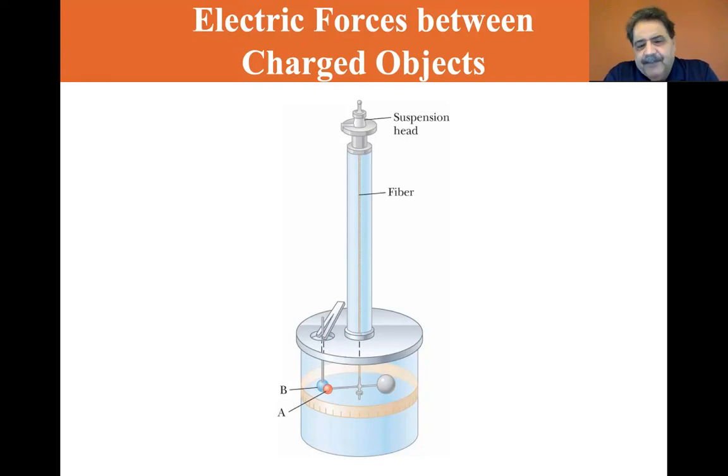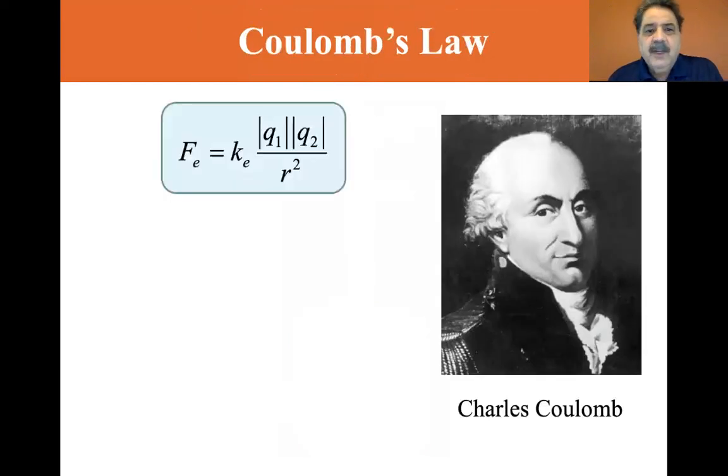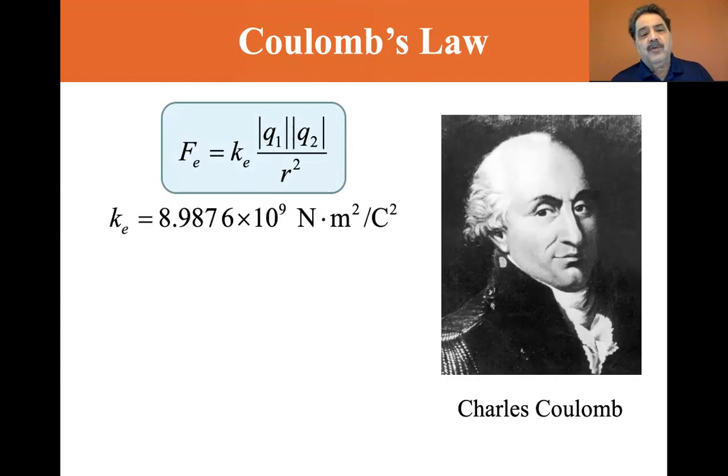Charles Coulomb invented this torsion balance to measure charge. He would charge the particles and measure either their repulsion or their attraction. He discovered that the electrostatic force, the Coulomb force, is equal to Ke Q1 Q2 over r squared. That looks very similar to the gravitational force, Fg equals G times mass 1, mass 2 divided by their separation distance squared.